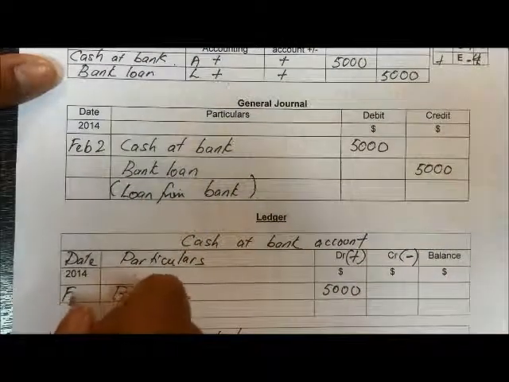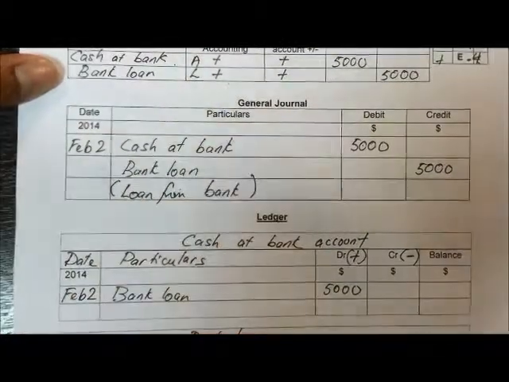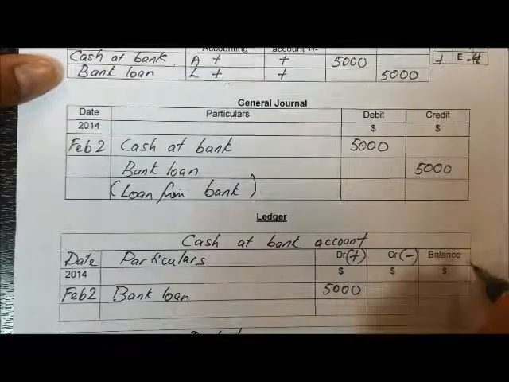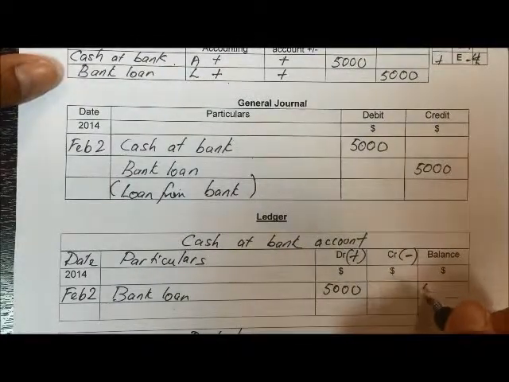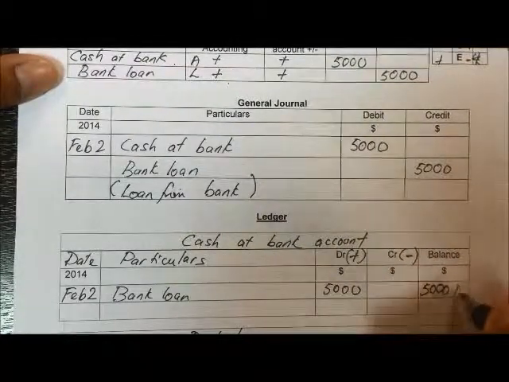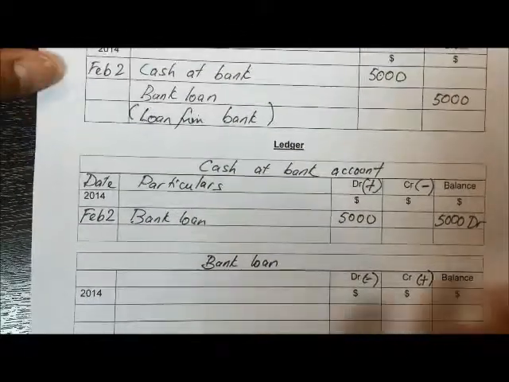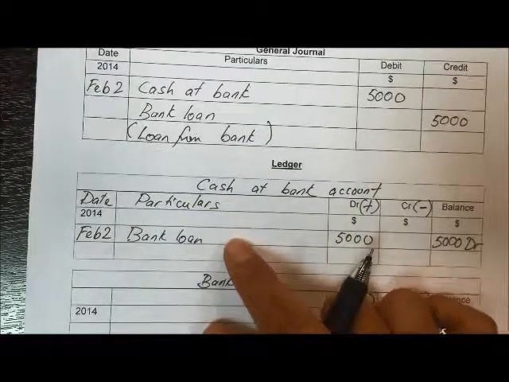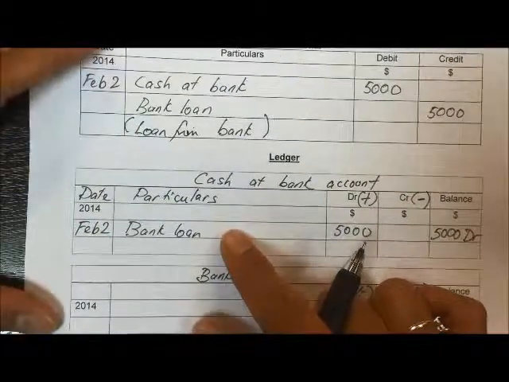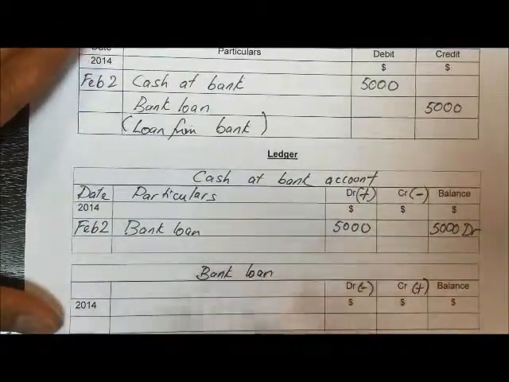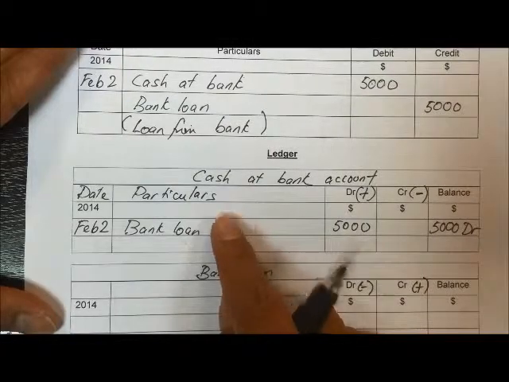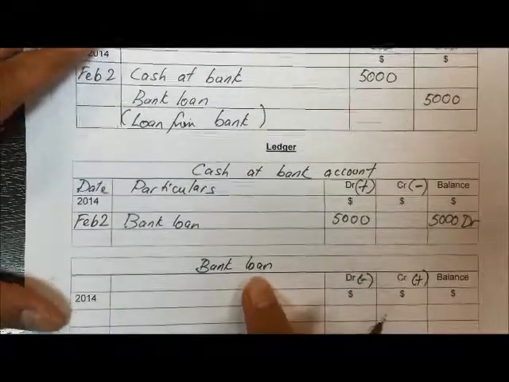And next, we are going to write down the date. Next, finally, we write down our balance, $5,000 debit. Of course, we remember we have $10,000 from the previous transaction, right? But for the purpose of this illustration, I'm just going to do one transaction by one transaction in the account.